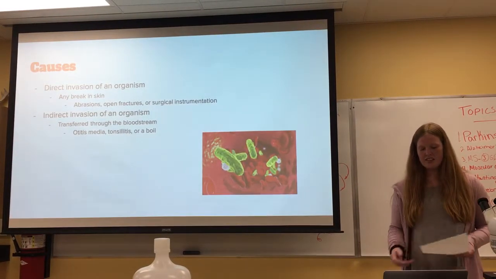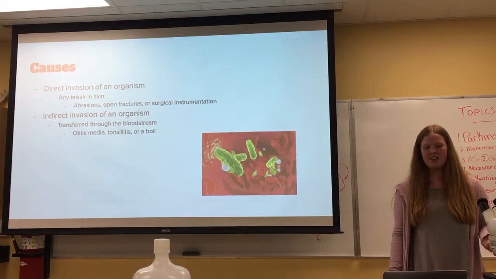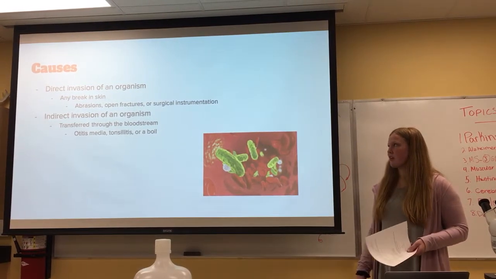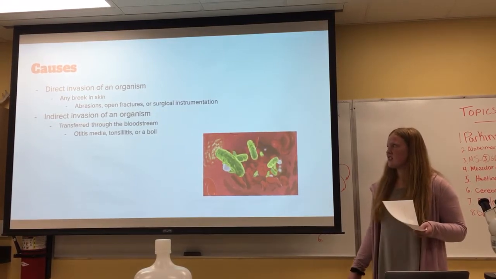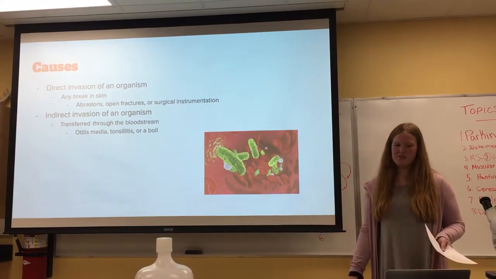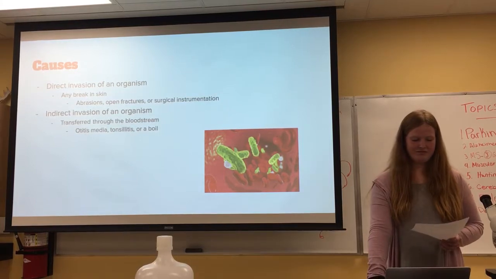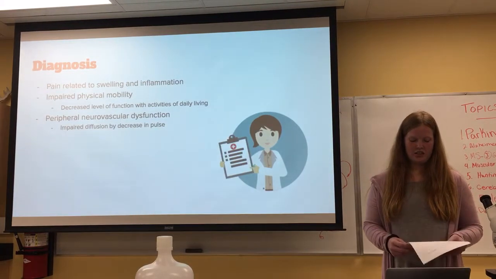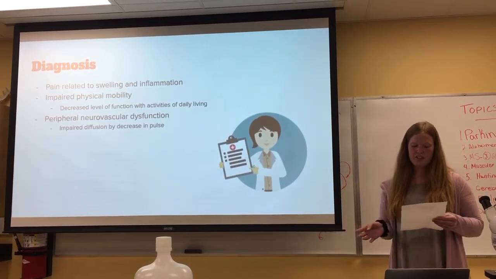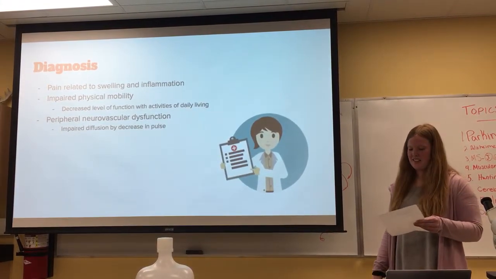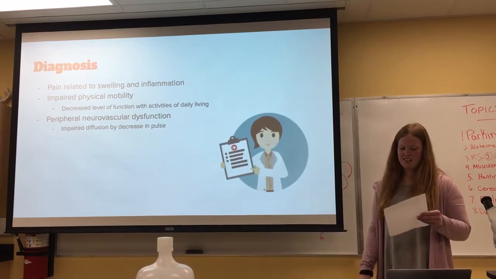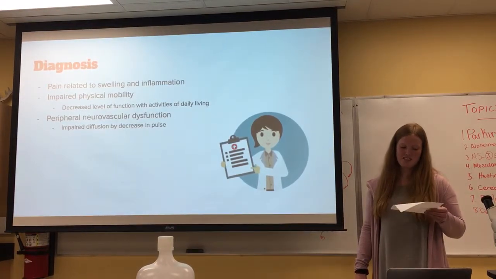So the causes can be either direct, which is like a break in the skin, or indirect, which is transferred throughout the bloodstream. And then in children, it's most commonly seen in the long bones of the arms and legs. In adults, it's like the feet, spinal bones, and limbs.